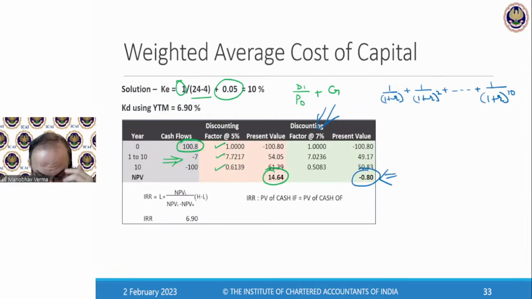Dinesh says how to calculate discounting factor. Dinesh, I am just explaining that right now. 1 upon 1.05, 1 upon 1.05 square, 1 upon 1.05 cube, and so on. We just discount each subsequent factor and we get it. Let me show you again.